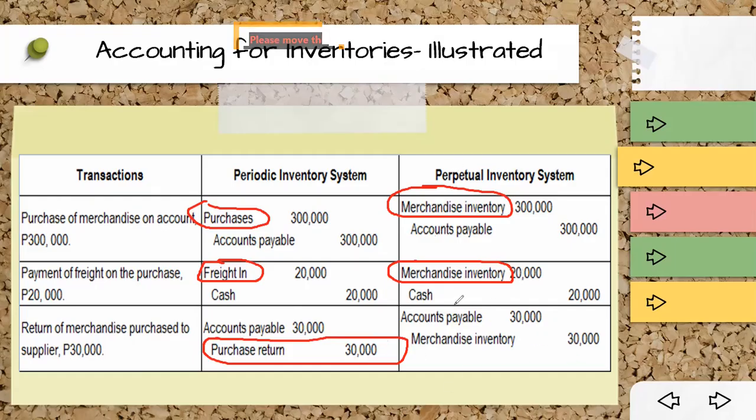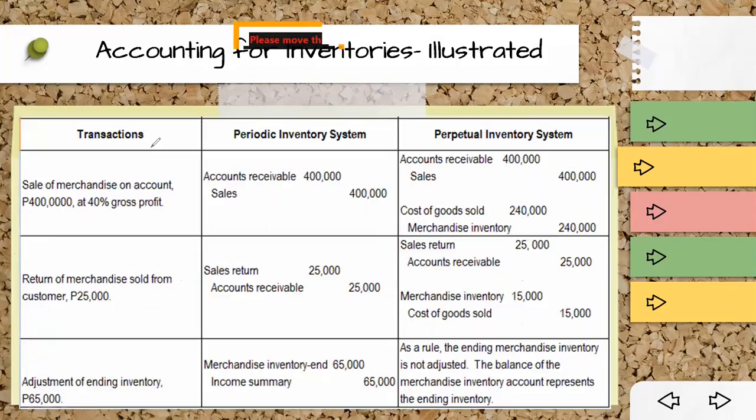Whereas under the perpetual inventory system, ang gamit natin ay merchandise inventory. So this is to acknowledge the decrease, no, in your physical na inventory. So next we have here the transaction.